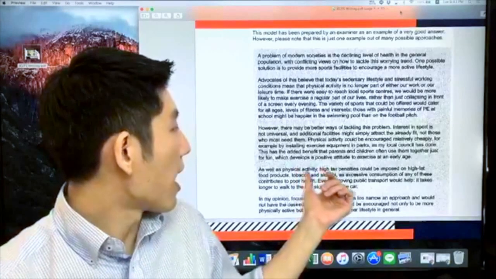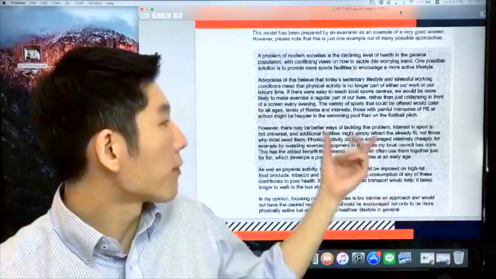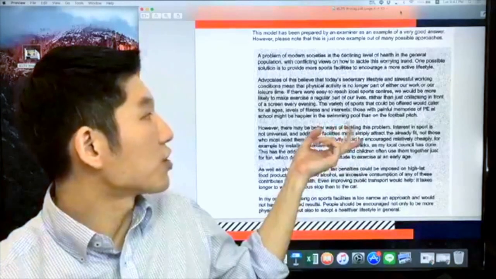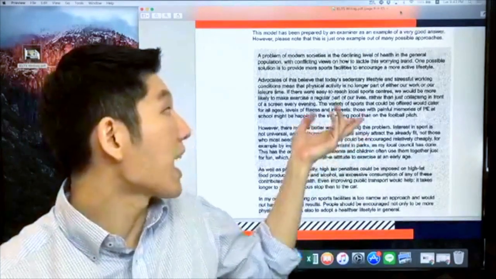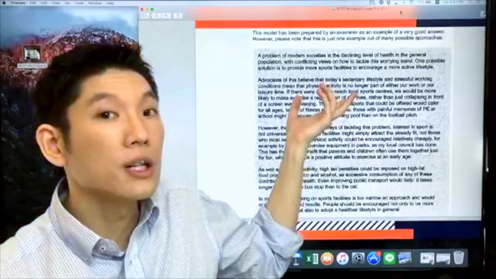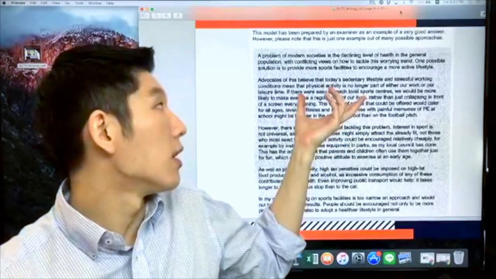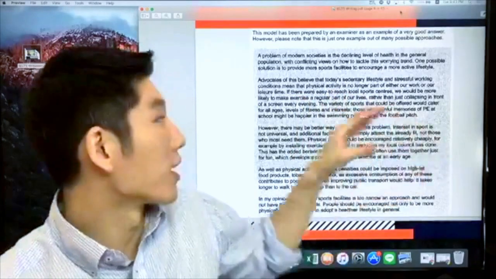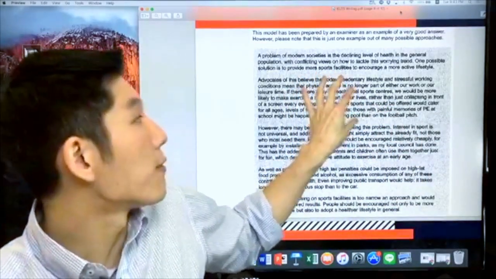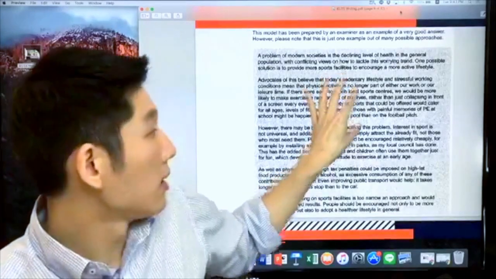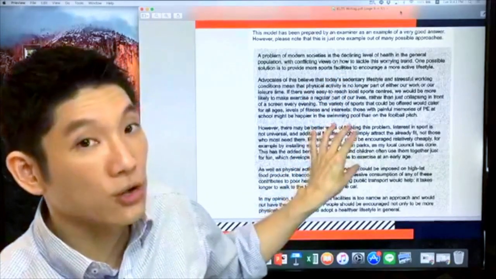As well as physical activity, high tax penalties. So first, this is essentially a rebuttal or a refutation of the counter-argument here. Counter-argument means the view that is not your own. Okay, the view of opposing view. Okay, 所以是反对的论点.